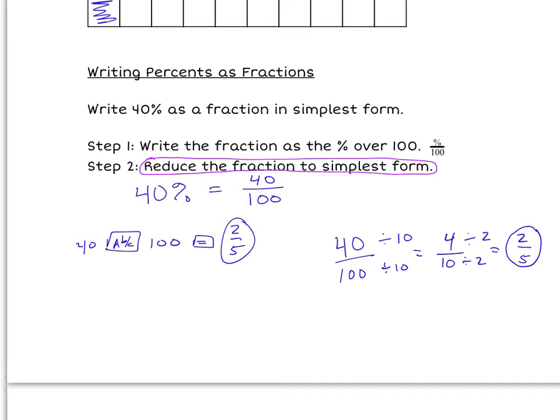Not every percent can be reduced. For example, if you had 99%, that would equal 99 over 100. And if you plug that into your calculator, you're going to get 99 over 100. So always reduce them to simplest form or lowest terms.